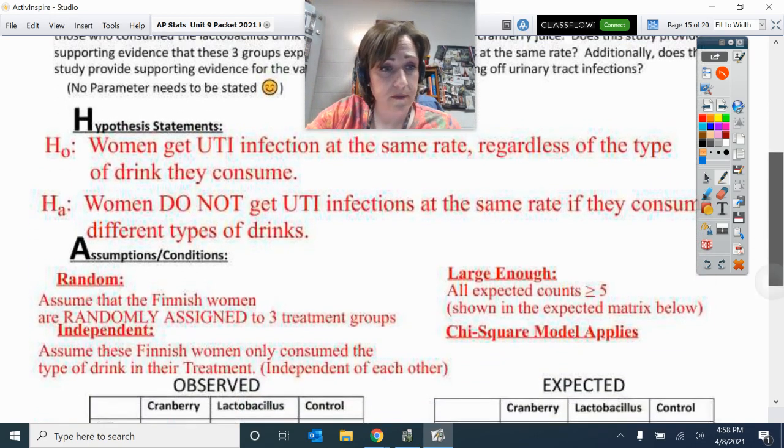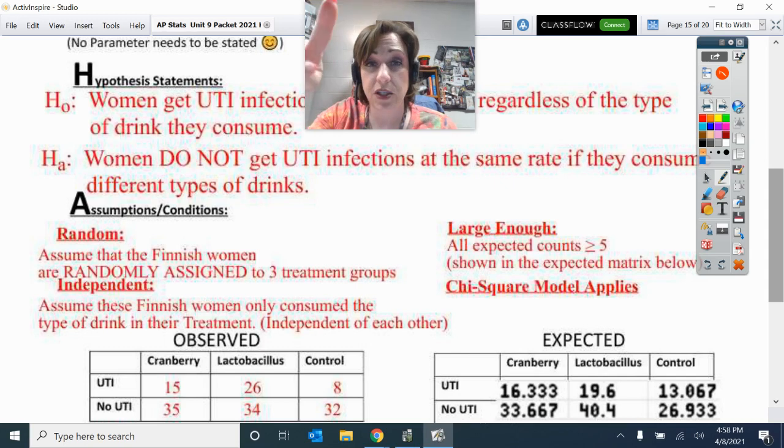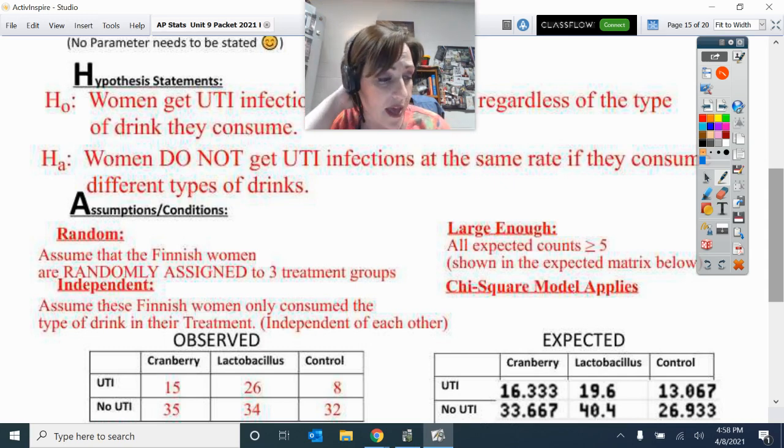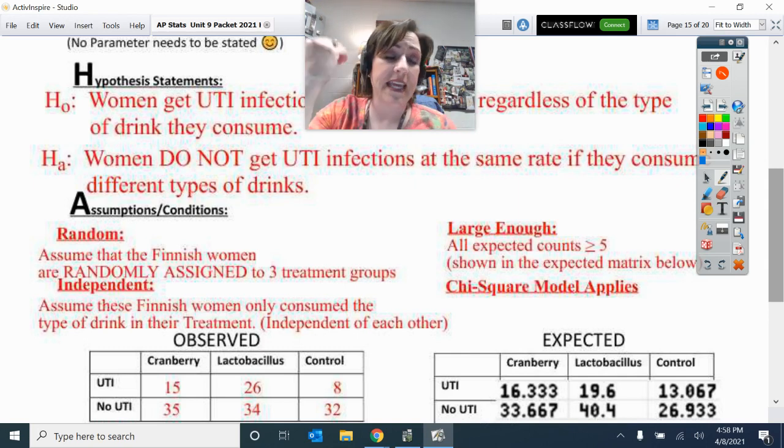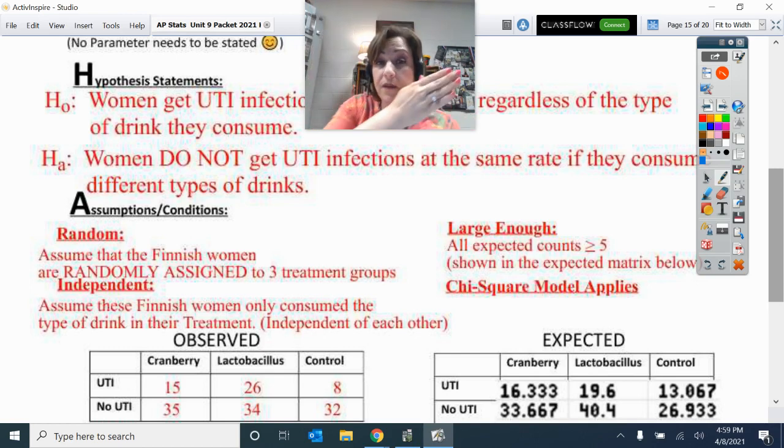So, conditions. It's assumed that these Finnish women are randomly assigned to the 3 treatment groups. Then on independence, I'm assuming that these Finnish women only consumed that type of treatment. In other words, the women in each of these treatment groups are independent of the other women in the other treatment groups. So nobody was in more than one group.